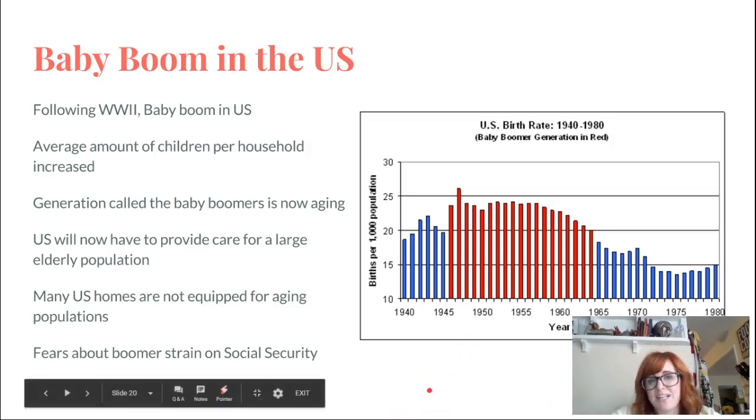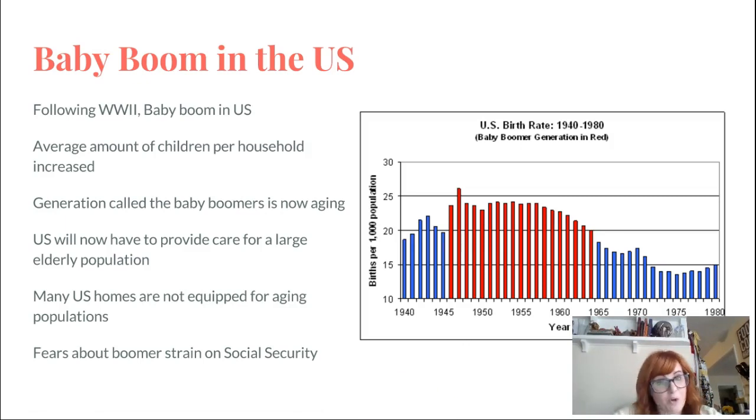So there's going to be a need for lots of retirement care. Things like second-story homes might be a problem if they're not equipped for elderly populations who have difficulty with mobility. There's also fears about the strain on Social Security that this population is going to possibly cause. So that is something to keep in mind. A good example of why baby booms matter. This is a good example of a baby boom. The same thing happens in Western Europe, by the way.